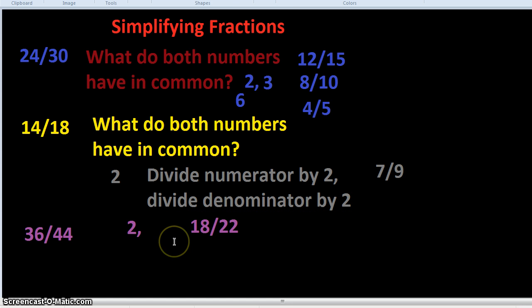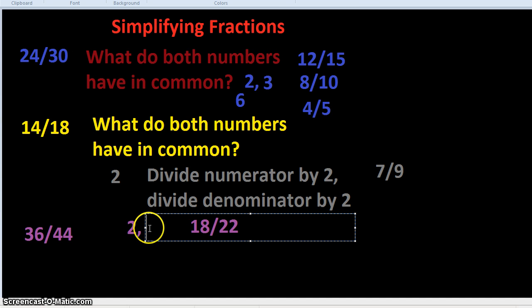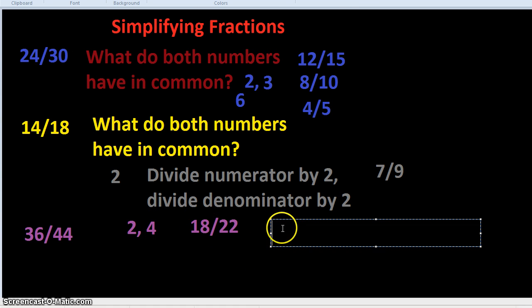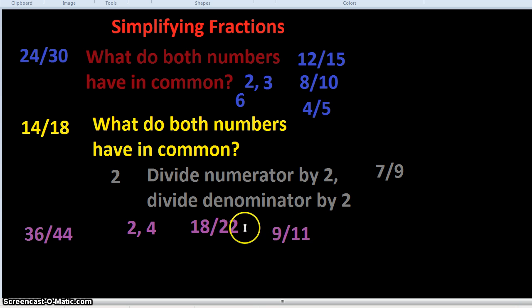Right. I think we can find another number they have in common. I would say, is 3 a number they have in common? No. How about 4? Well, 4 goes into 36 9 times. So I think we found one. Another thing they have in common, which is 4. So we get 9, and on the other side, 11. And that is the simplest fraction. So we've completely simplified 36 over 44.